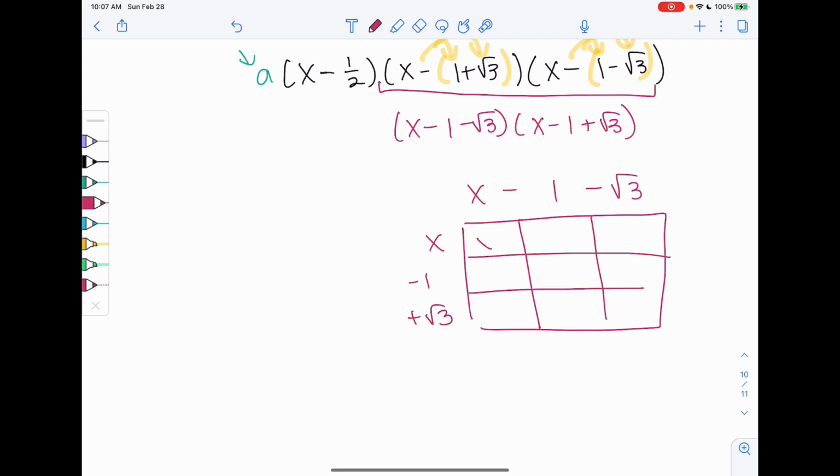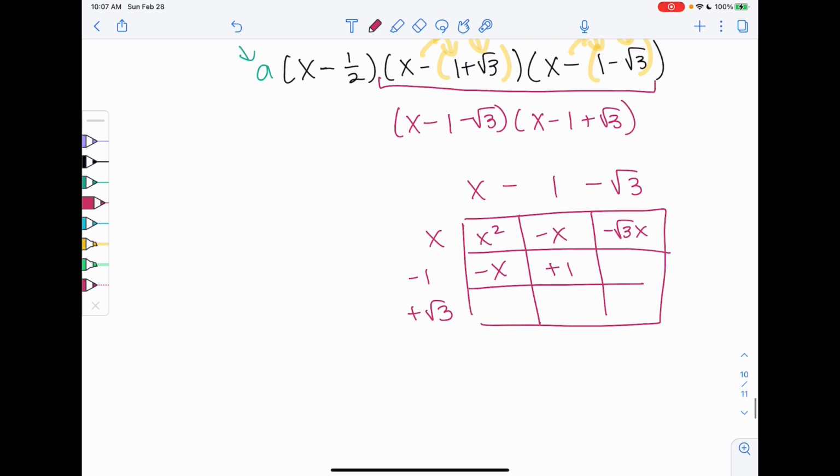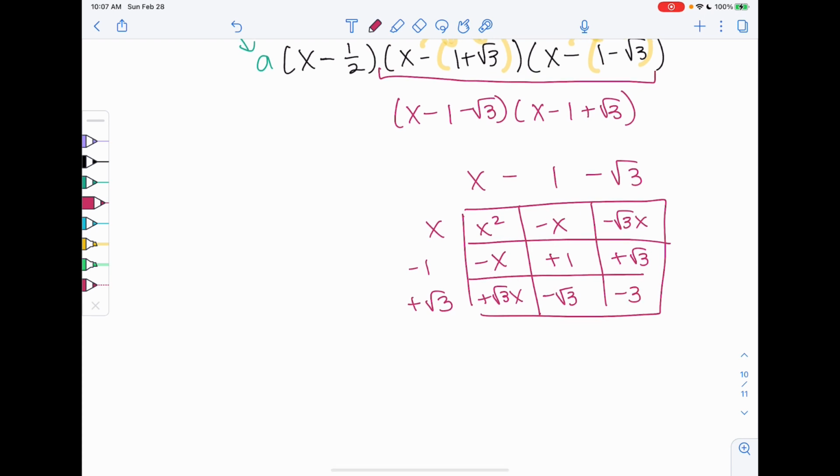So we get x squared, we get minus x minus root 3x. We get minus x plus 1 plus root 3. And then we get plus root 3x. We get minus root 3. And then we get root 3 times root 3 is 3, so negative 3. And what's nice about these is all the weird terms cancel. So root 3x cancels, root 3 cancels.